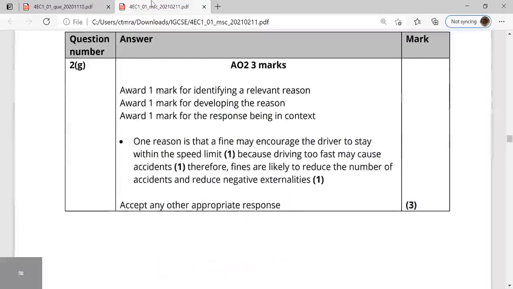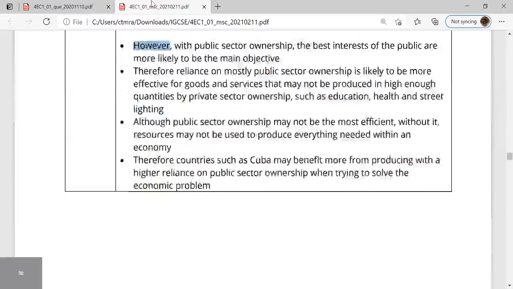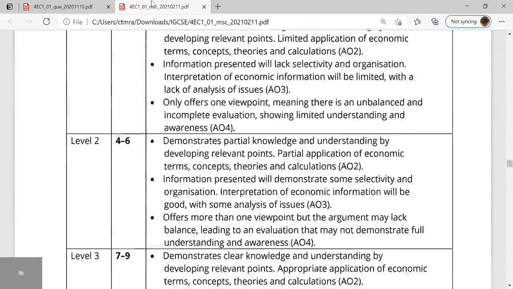So one reason is that a fine may encourage the driver to stay within the speed limit, because driving too fast may cause accidents. Therefore, fines are likely to reduce the number of accidents and reduce negative externalities. This is an important reason, but you can use other reasons as well. I think this is a very good reason. Okay, let's move to the next question.